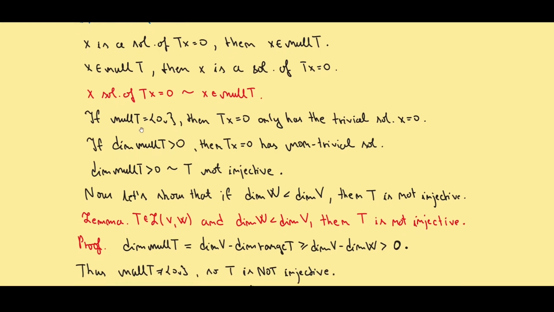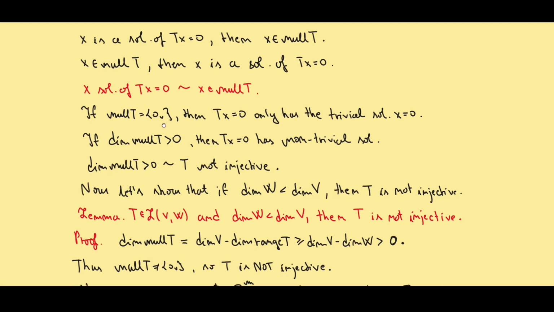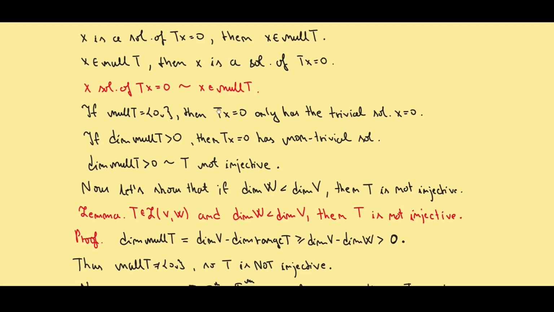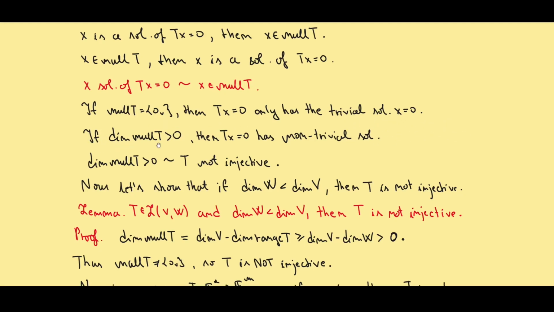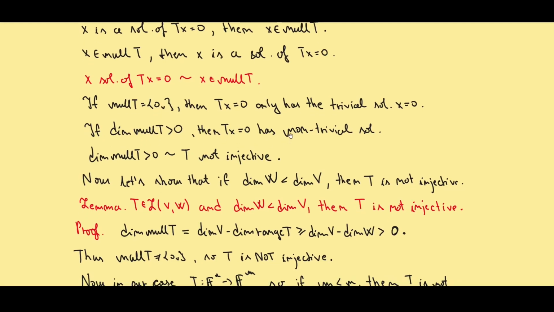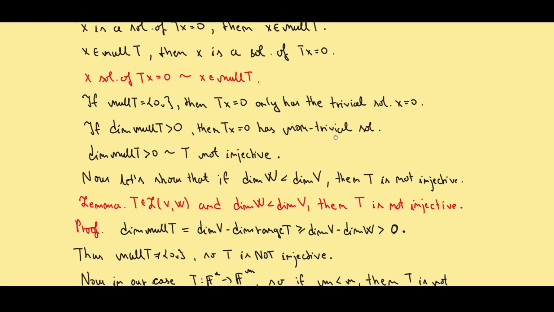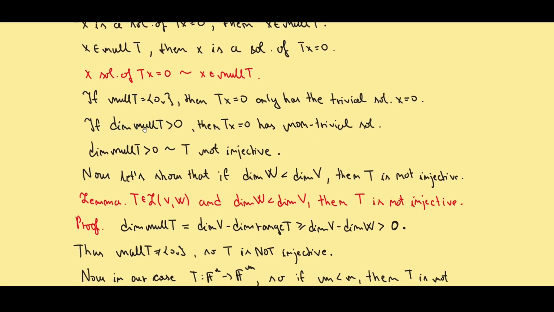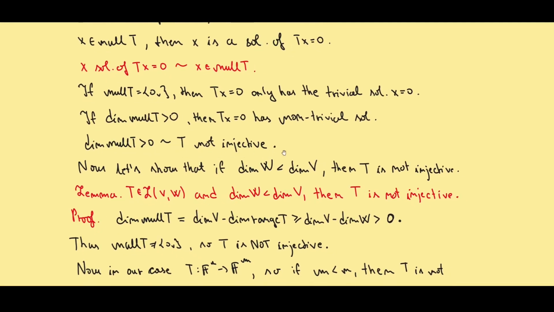So if the null space of T is just the 0 vector, then this system of linear equations only has the trivial solution where x is equal to 0. So all the x's, from x1 to xn, are just 0. Now, if the dimension of our null space is greater than 0, then our system actually has non-trivial solutions. And now let's relate this. So if the dimension of null T is greater than 0, then if you can recall, we know that T is not injective.